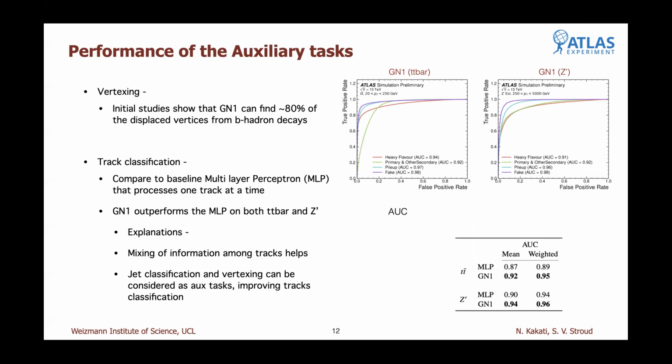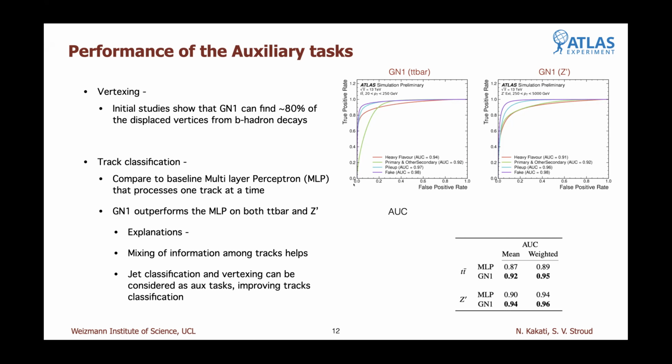Additionally, we can also separately look at the performance of the auxiliary tasks to some extent. We looked at the vertexing performance, and we saw that GN1 can find 80% of the displaced vertices that we see from B-hadron decays. To look at what's happening with track classification is not very trivial. So what we ended up doing is creating a baseline multi-layer perceptron model. It takes the same inputs as GN1, but it processes one track at a time: it takes a track as an input and tells us its origin. And we saw that GN1 outperforms the baseline MLP on both TT bar and Z prime.